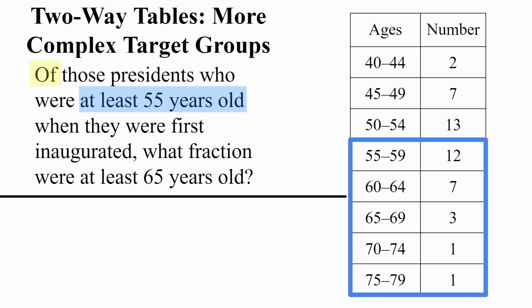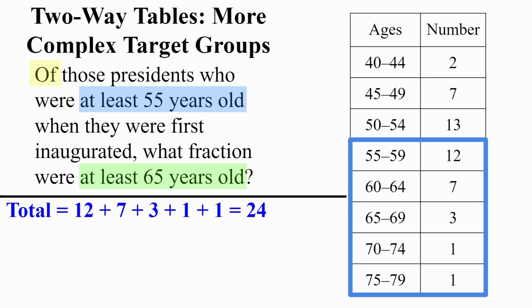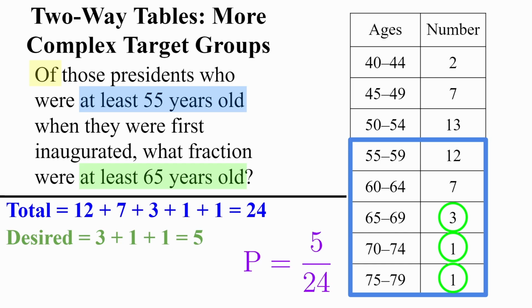Let's quickly calculate the total in that box since it's not displayed on the table. So total is equal to 12 plus 7 plus 3 plus 1 plus 1. And that should give us 24. And now we want to find the desired. It says at least 65 years old. So that is just the last 3 rows. So the 3, the 1, and the 1. So the desired counts add up to 3 plus 1 plus 1, which is 5. So the probability is desired over total, which is 5 over 24, and I don't think that simplifies.